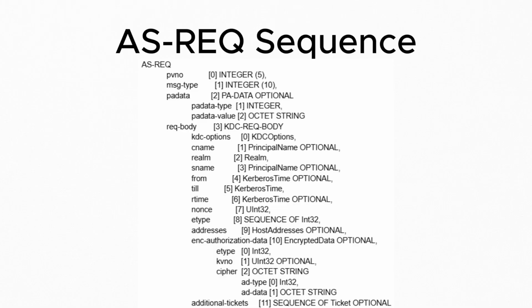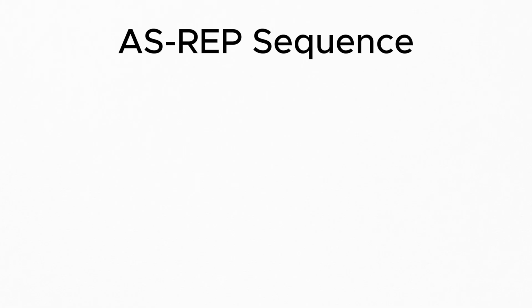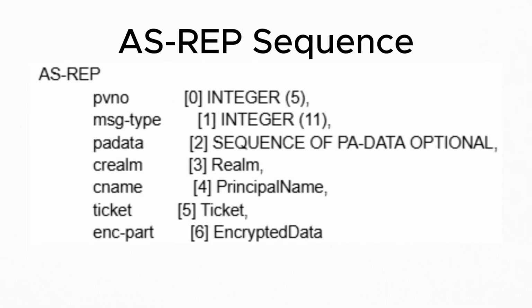And these fields are the KDC options, the client name, the realm, the service name, from, till, R time, nonce, E type, which is encryption type, addresses, encryption authorization data, and finally additional tickets. Now we're not going to use all of these in our actual tool, but I'll show that to you once we get there. Now, once we actually get an AS-REQ message back, we're going to be looking for 6 fields.